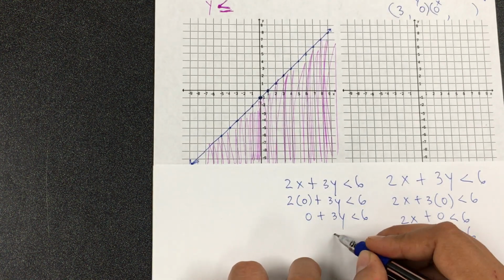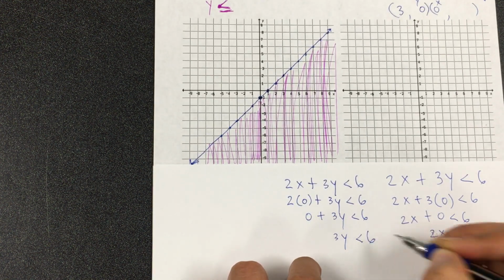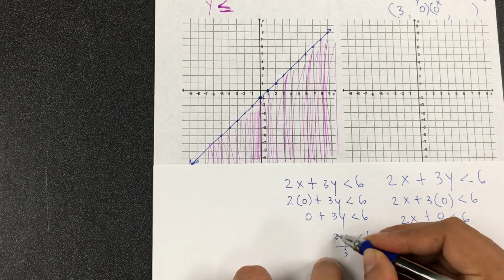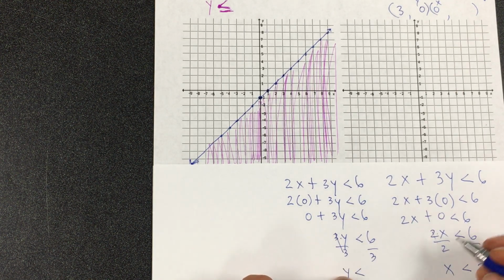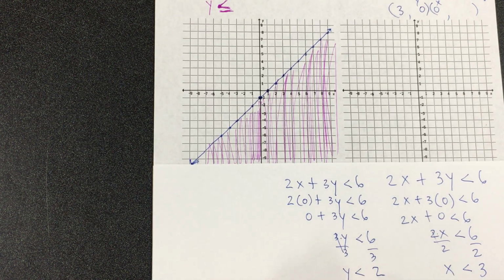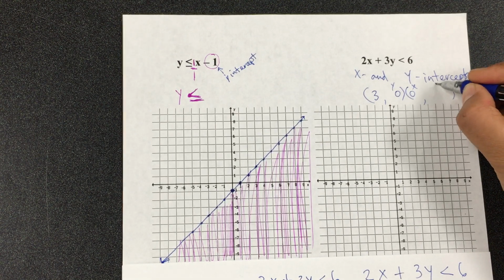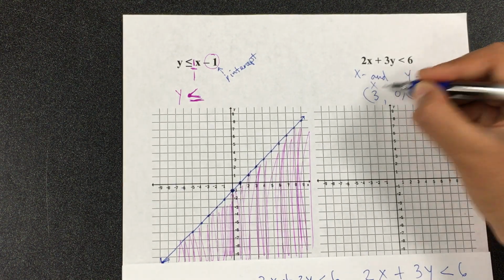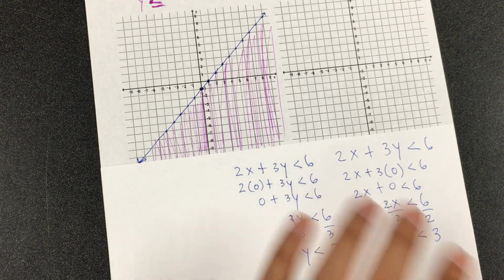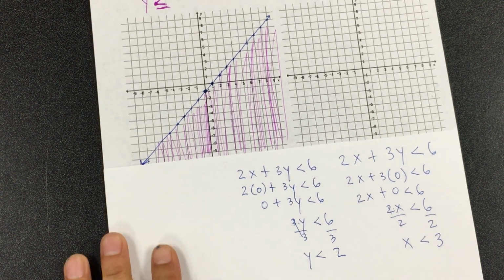0 plus 3y is 3y, which is less than 6. If you're multiplying, the opposite is divide, and so y is less than 2. So I'm going to put that 2 in as the value of y for the y-intercept. Now let me show you a shortcut where you don't have to do this, if your professor or teacher allows you.